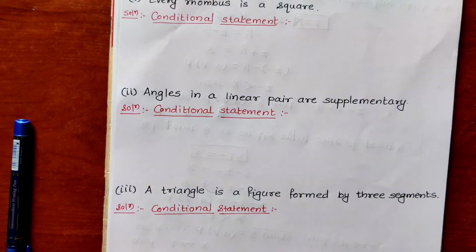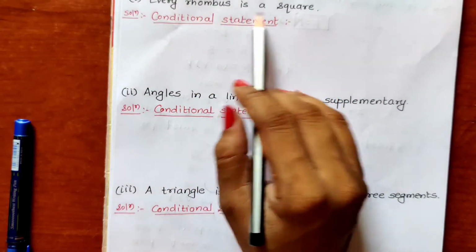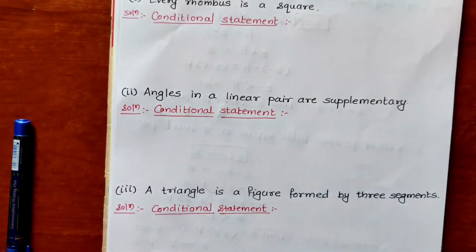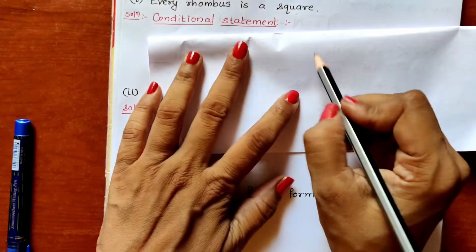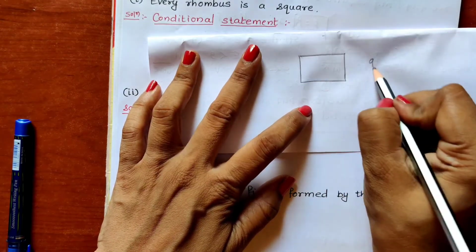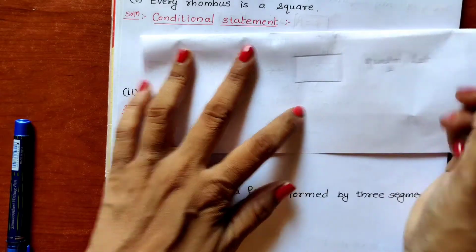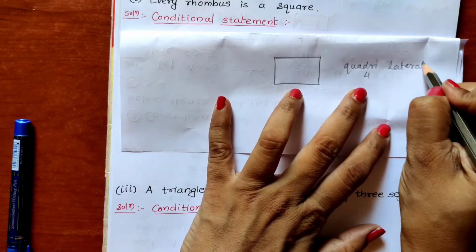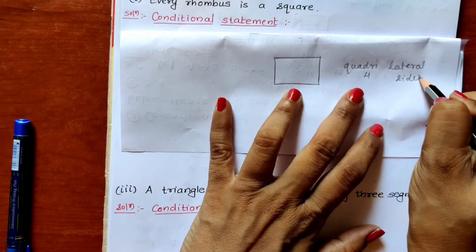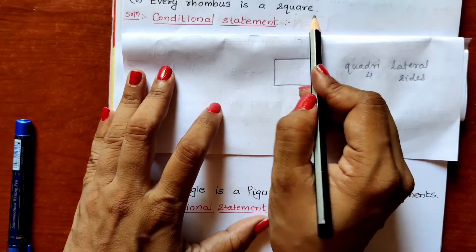Now the first statement given to us is: every rhombus is a square. Now see children, rhombus and square both are quadrilaterals. Quadrilaterals we all know, quadrilateral means having four sides. Quadri means four, and lateral means sides. So a four sided figure is a quadrilateral. Rhombus is also a quadrilateral and square is also a quadrilateral.